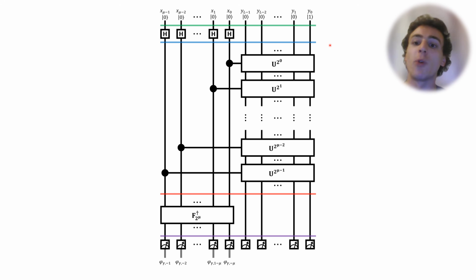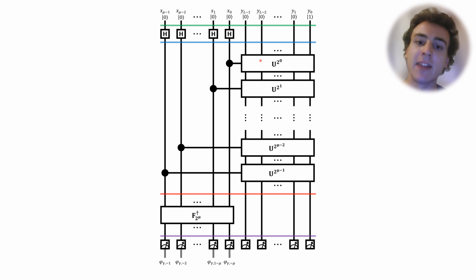It's a superposition of all the computational basis states in register X. And we do that by applying these single qubit gates. So these Hadamard gates, they are single qubit gates being applied to each of the qubits in this register. In total, there are mu of these gates being applied to all mu qubits in register X. Then the next part of this algorithm involves this sequence of controlled unitary gates.